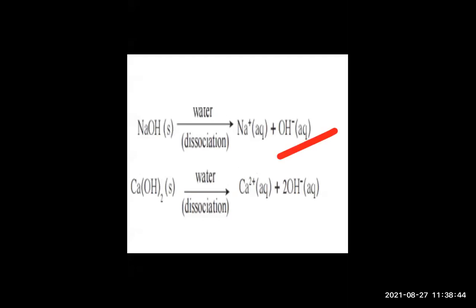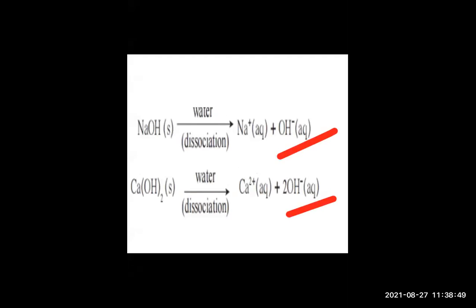Now you can look here. Two reactions are given. NaOH, which on dissociation in water gives Na+ (aq) plus OH− (aq). Another is calcium hydroxide, Ca(OH)2, which dissociates in water to give Ca2+ and 2OH−. So in both the reactions, what are you getting? You are getting OH−. Yes or no? Here also OH− is there. Here also you're getting OH−.